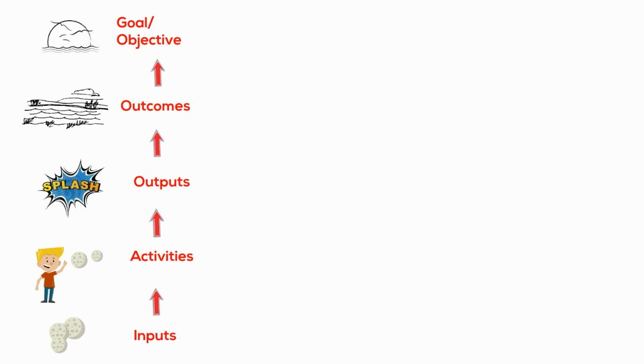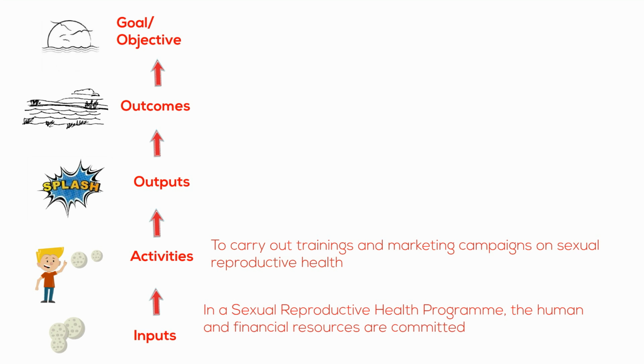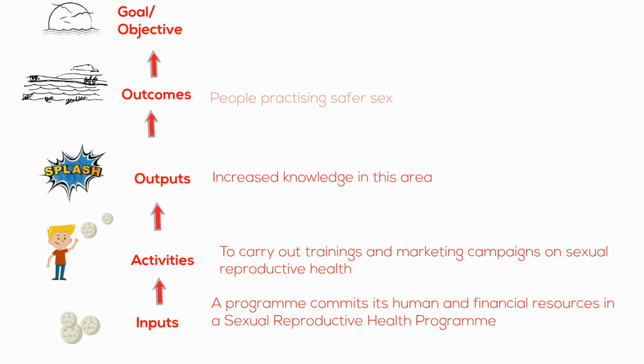To give a practical example, in a sexual reproductive health program, the human and financial resources are committed to carry out trainings and marketing campaigns on sexual reproductive health that will lead to increased knowledge in this area. This will result in people practicing safer sex, which will lead to a healthier population with reduced HIV/AIDS and STD rates. This is an overly simple example, but it does illustrate the point well.